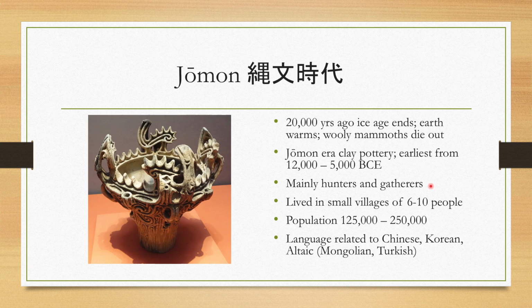So still at this time people were generally hunters and gatherers, but they lived in semi-permanent villages, very small villages of just between 6 to 10 households, right? And the population throughout Japan at this time would have been roughly maybe 125,000 to 250,000 people. And Jomon people would have been speaking a language that was related to Chinese, Korean, or Altaic languages such as Mongolian or Turkish.